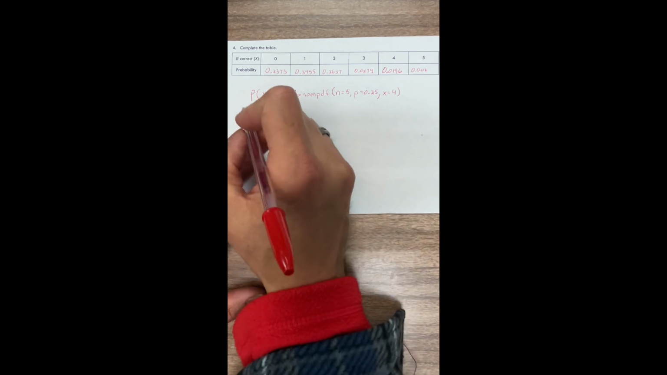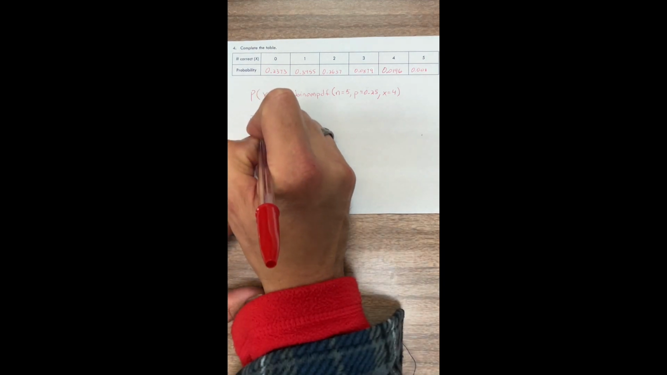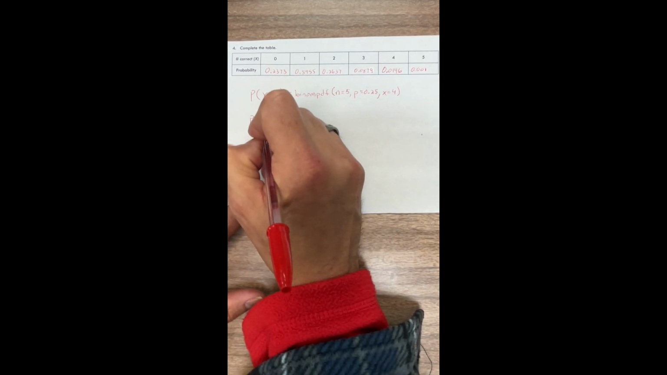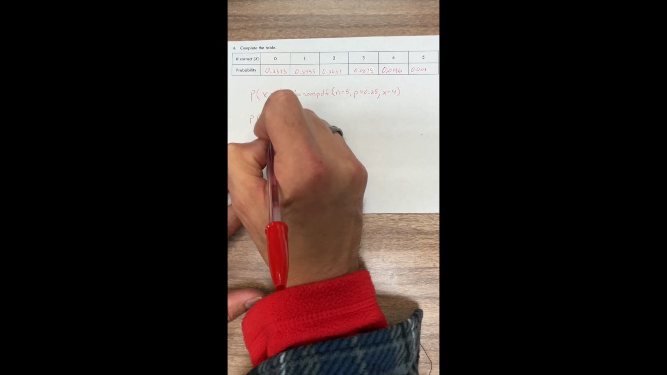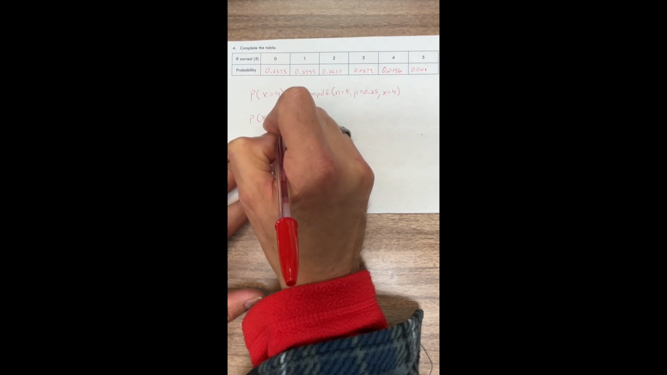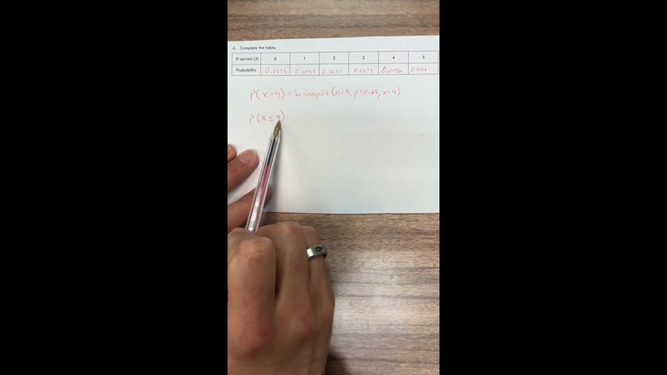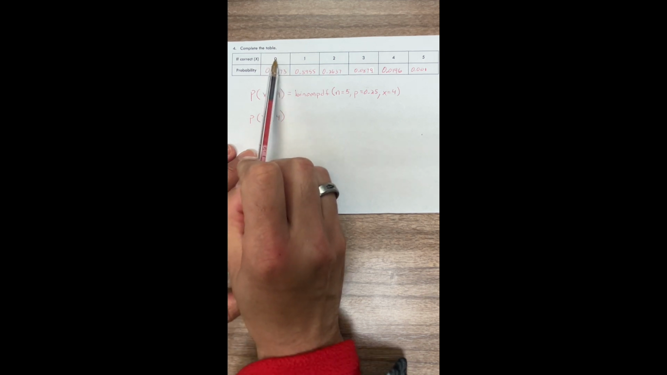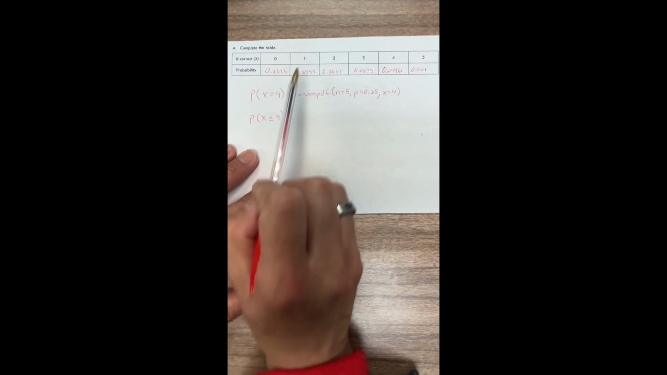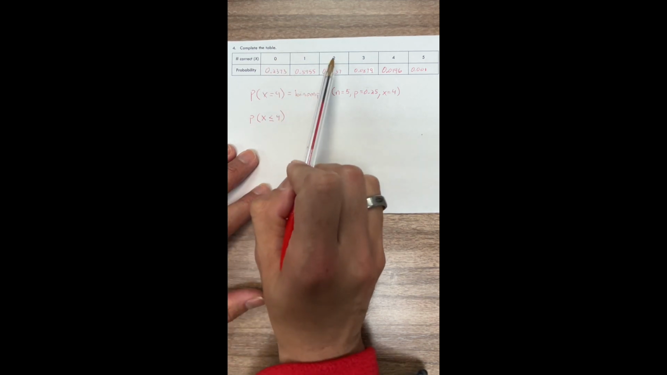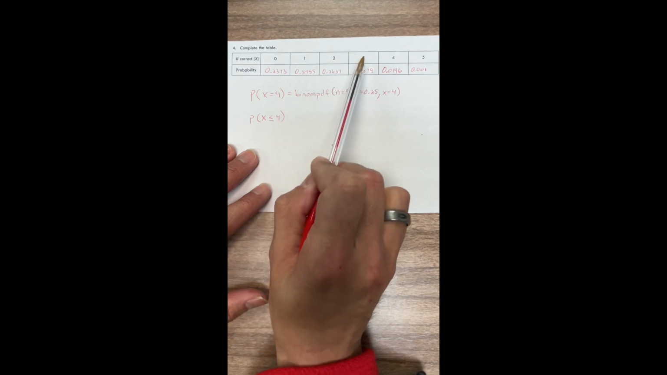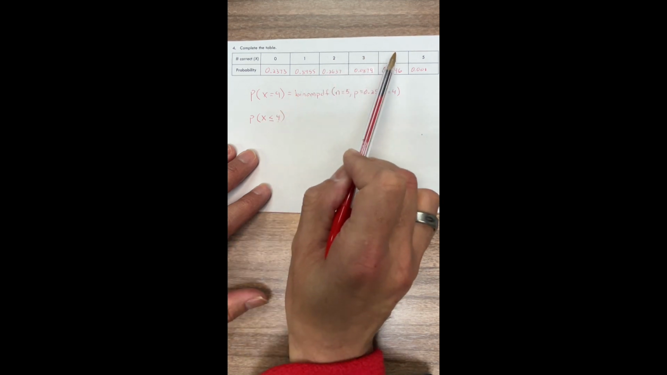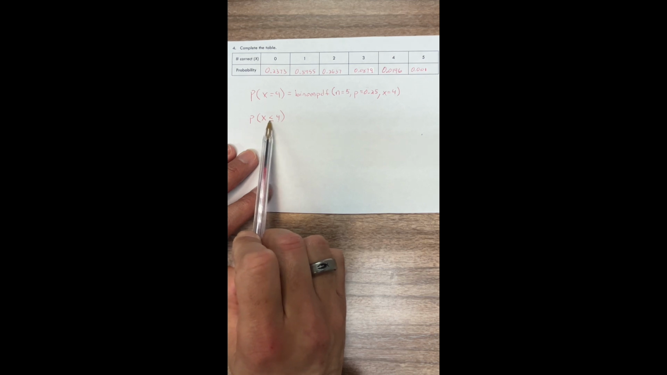Now let's change it to binomial CDF. Okay, so let's say that I want to find out what's the probability that the random variable x is less than or equal to 4. So I want to know not exactly 4, but I want to know what's the probability of getting 0 correct, that's less than 4, or 1, that's less than 4, or 2, that's less than 4, or 3, that's less than 4, or 4, that's equal to 4.